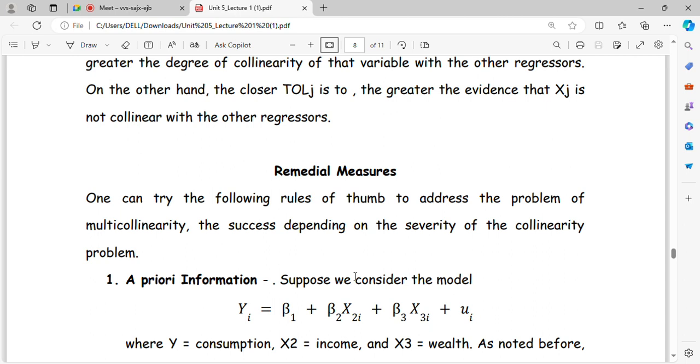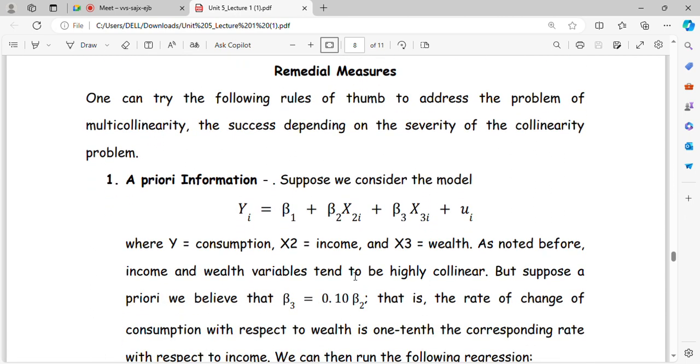Suppose we consider the model Yi equals beta 1 plus beta 2 X2i plus beta 3 X3i plus ui, where Y is the consumption, X2 is income, and X3 is wealth. As we noted before, income and wealth variables tend to be highly collinear. We know by economic sense that the variables income and wealth can be correlated. But suppose a priori we believe that beta 3 is 0.10 times beta 2, that is the rate of change of consumption with respect to wealth is 1/10 the corresponding rate with respect to income.